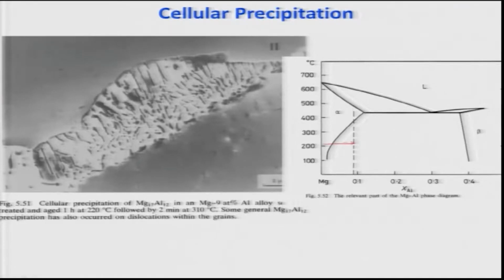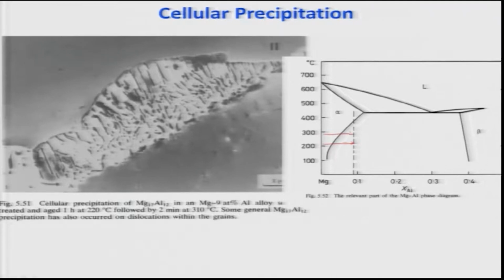for about, I think, 20 minutes at 220 degrees. And then the aging was at 277 degrees, sorry, what am I saying. It was first solution treated at 410, then quenched to a temperature of 220 for 20 minutes, followed by 90 seconds at 277 degrees Celsius, finally water quenched. So 220, then again heated up to 277, that is close to 300, then it was quenched.